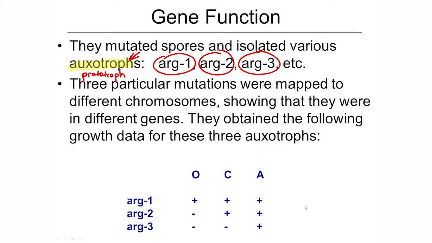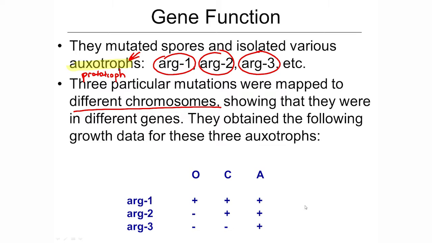Now, they did a lot of stuff that we're not going to talk about, but in particular, there were 3 mutations, which we're going to call Arg minus 1, 2, and 3, and they did some genetic mapping of where the mutations existed by some similar methodology to what we've discussed in the past, and they found something really exciting and interesting. All 3 of these mutations were mapped to 3 different chromosomes.